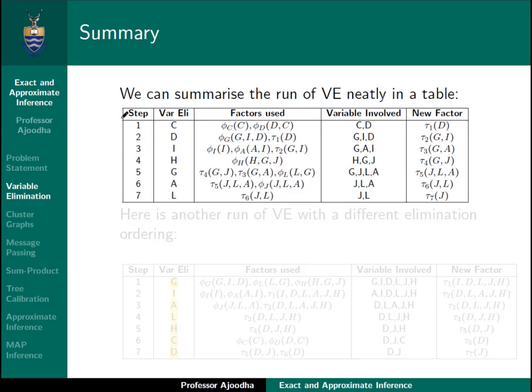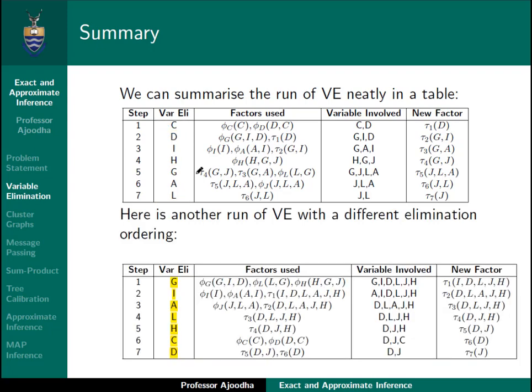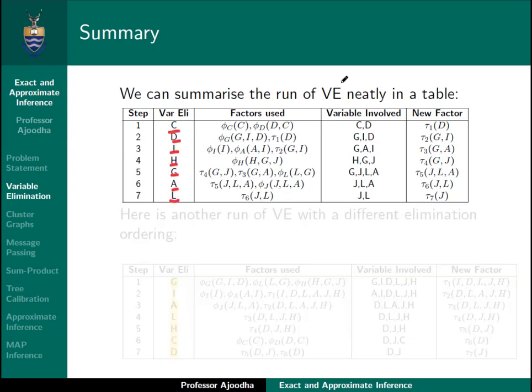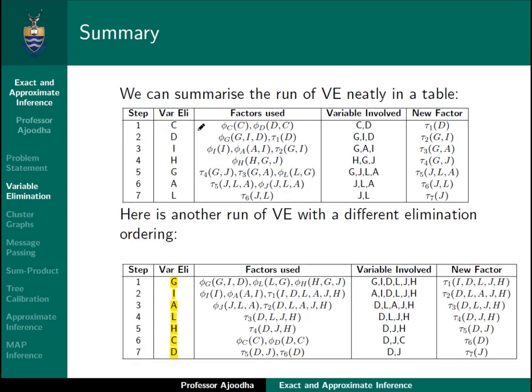So look at this table. So these are the steps of variable elimination. There were 7 steps. It looked like a lot more, but there were only 7 steps. And we eliminated it based on a particular ordering. So the ordering that we chose was C, D, I, H, G, A, L. And if you do it based on that ordering, then you get the scope of the factors used.